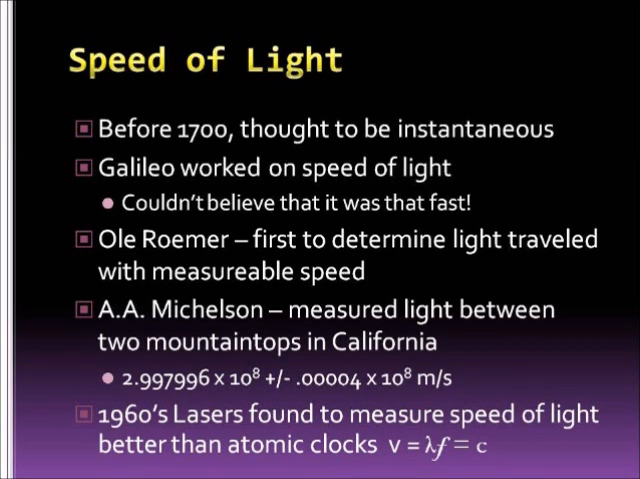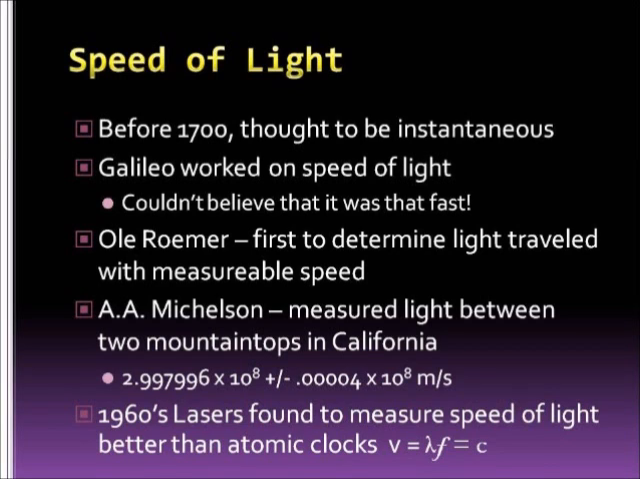Ole Romer was a European scientist, Swedish, I believe, and he said, you know, I really think light has a speed, that it actually reaches us somewhere. A. Michelson measured the speed of light between two mountaintops in California, and that experiment is known as the Michelson-Morley experiment. And the physicist who worked with him is a distant relative of mine. But Michelson-Morley, they went to California and measured the speed of light between two mountaintops.